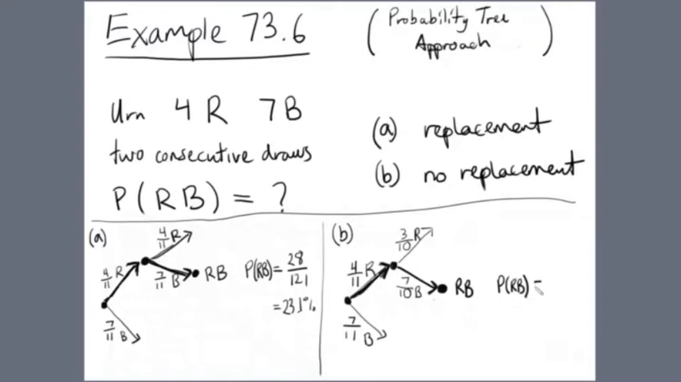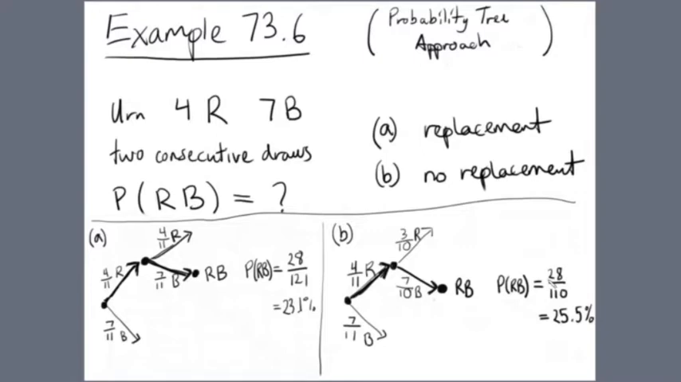The chance that we land there is going to be the chance that we took red on the first try and then took blue on the second try. So that's multiplied, makes 28 over 110, which percent-wise, based on calculator, is 25.5%. And so there we have the probability of drawing a red first and then a blue second.